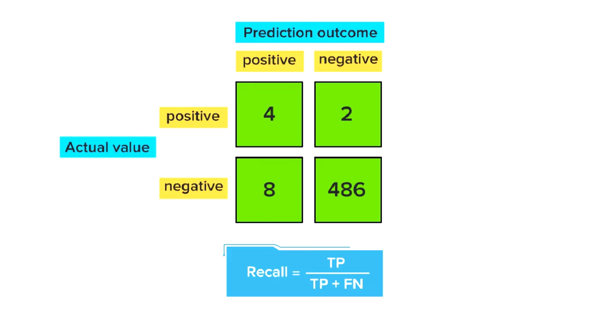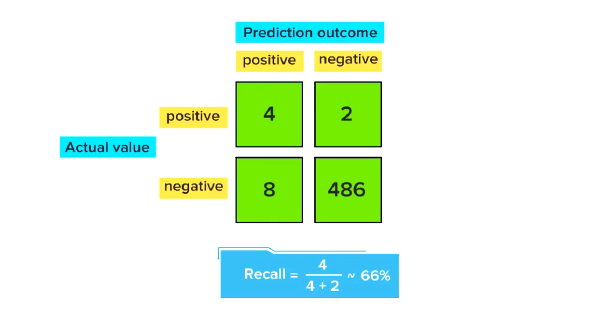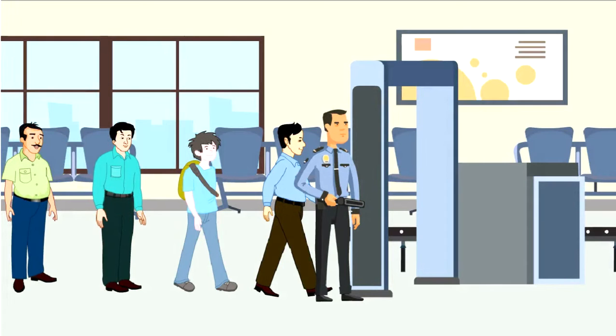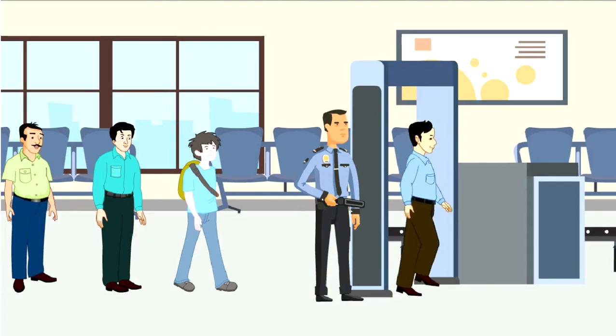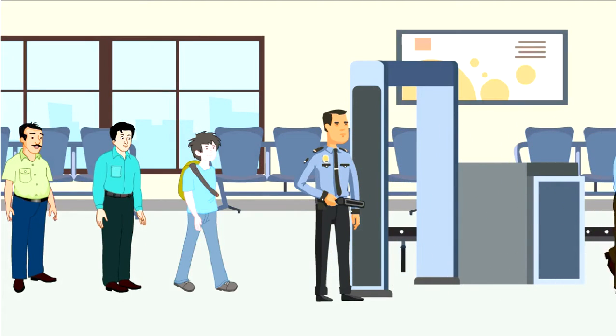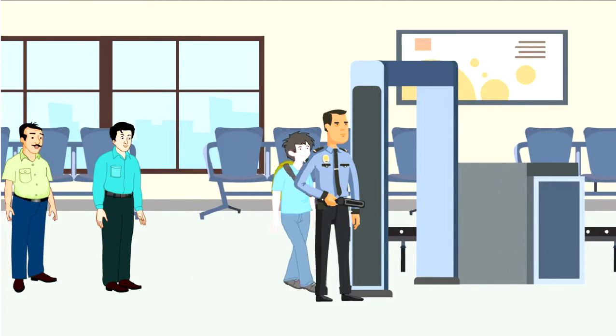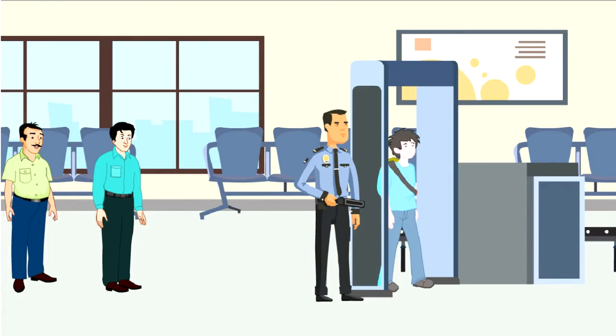Let's put input values from the confusion matrix into the recall metric formula. It turns out to be 66%, which means only 66% of actual positive values were predicted as positive. Again, the accuracy metric turns out to be misleading. Let's take an example to understand recall better. Consider that you are at the airport and passing through the metal detector. The aim of the security at the airport is to catch all the people who are carrying weapons.